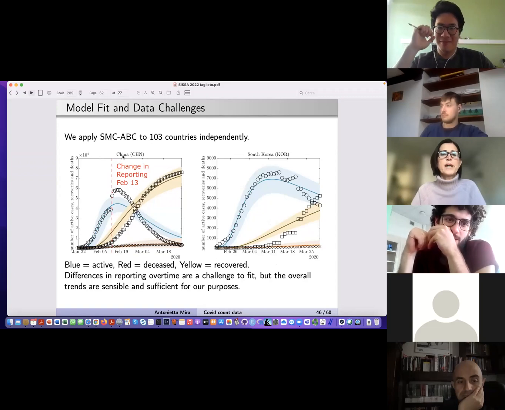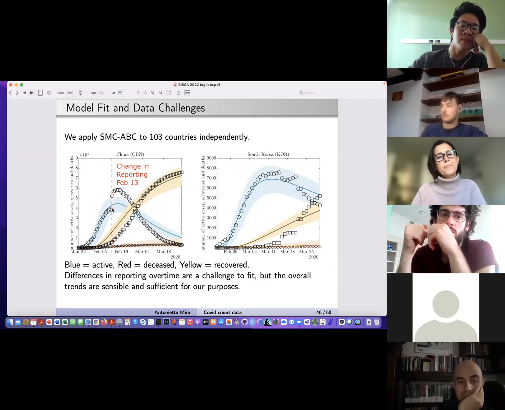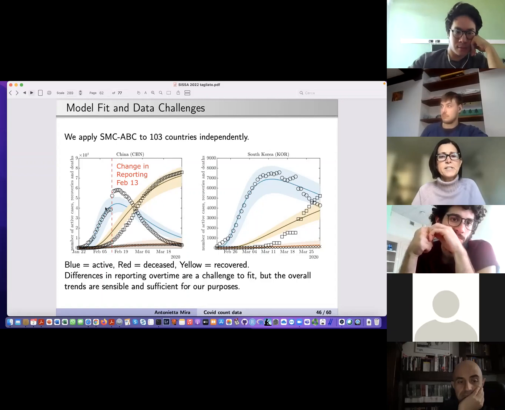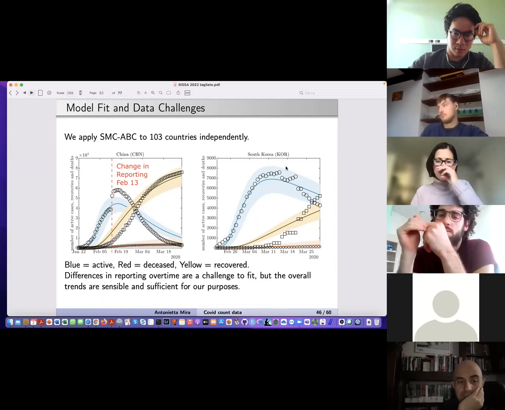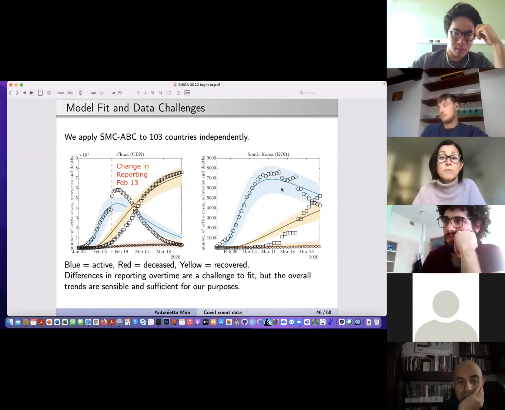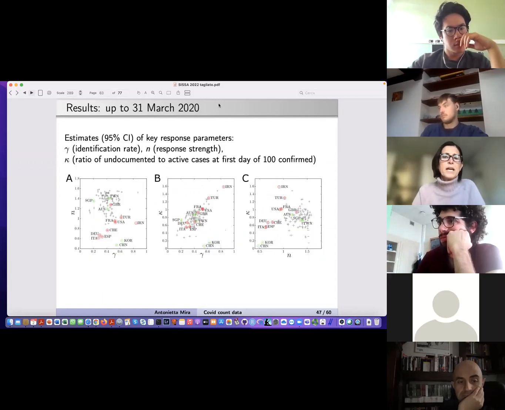For example, this is China, and we know that on February 13, 2020 China completely changed the way of reporting cases, these circles here. This is South Korea. Again, we don't do a very good job in some of the countries, but this is good enough for our purpose. So at the end of the day, with data up to end of March 2020, we estimate each one of the parameters for each one of the countries worldwide that reported cases to Johns Hopkins University.